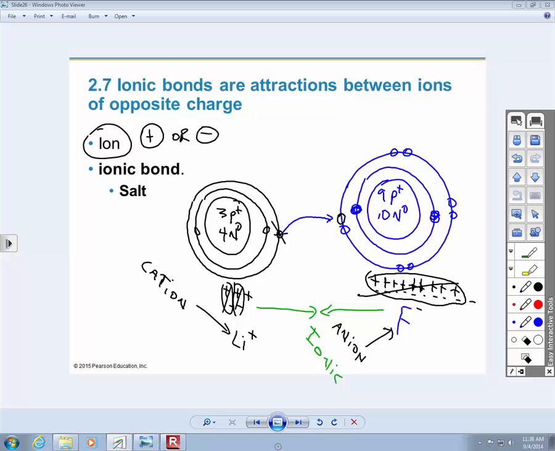It is a bond. It's not as strong as a covalent bond. Covalent bonds are the strongest. Ionic bonds are a little bit weaker. And then when you get into hydrogen bonding, like we did with water, that's the weakest, very weak. So ionic bond at this point. All right. Pretty cool. Lithium fluoride.